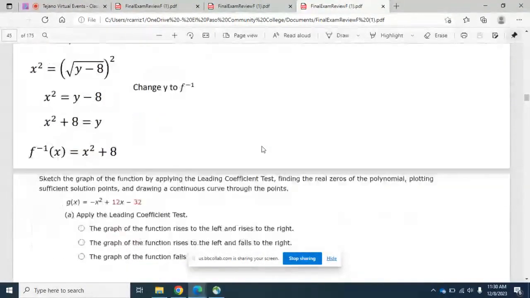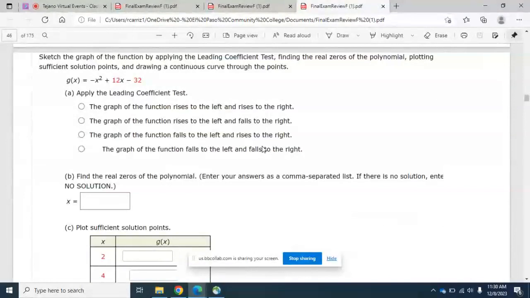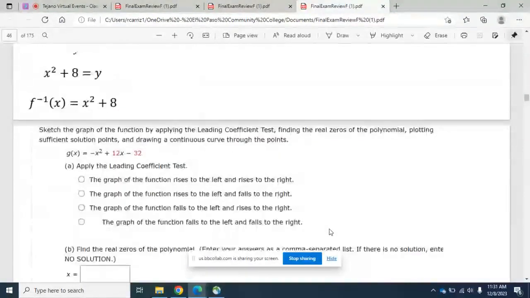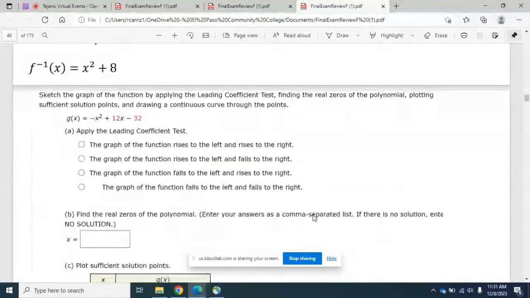Okay. All right. Now let's look at another example here. It says, sketch the graph of the function by applying the leading coefficient test, finding the real zeros of the polynomial, plotting sufficient solution points, and drawing a continuous curve through the points. Give me one second. Okay, there we go. So what they want us to do is, the end result is they want us to graph, right? So first, apply the leading coefficient test.